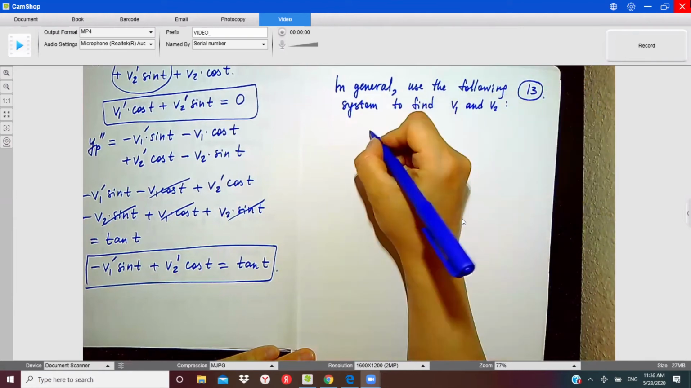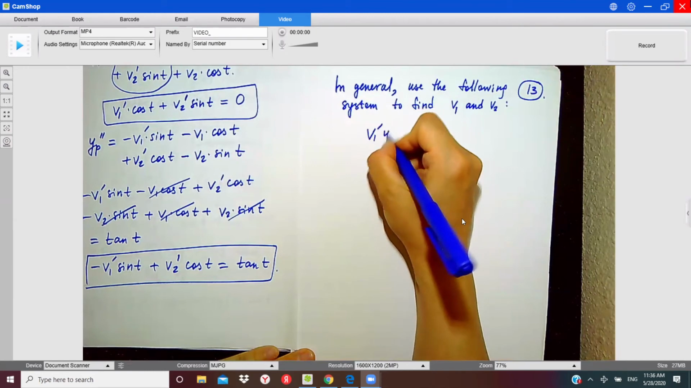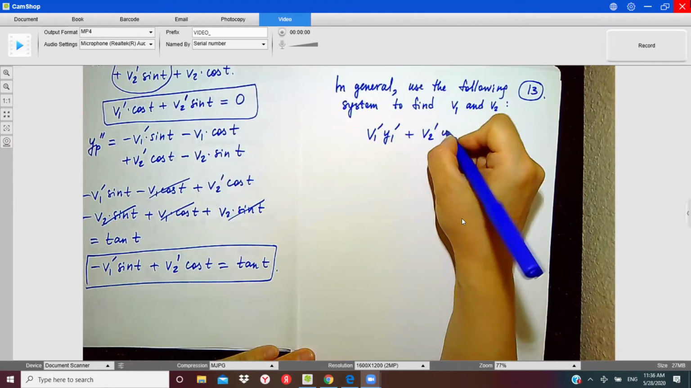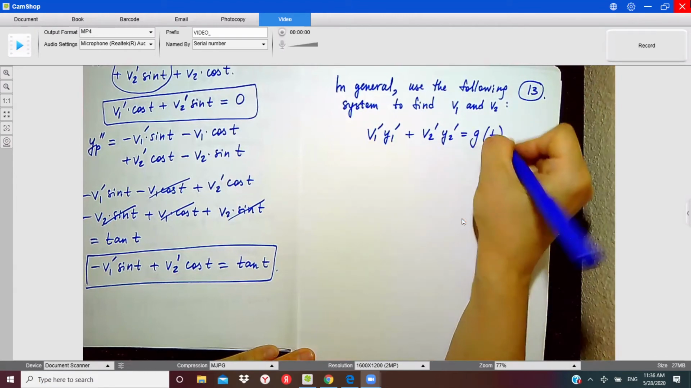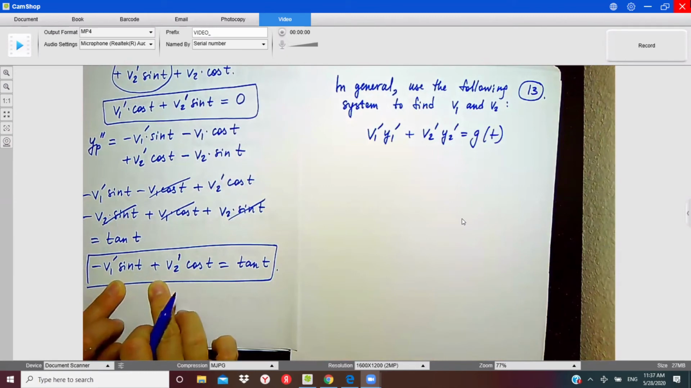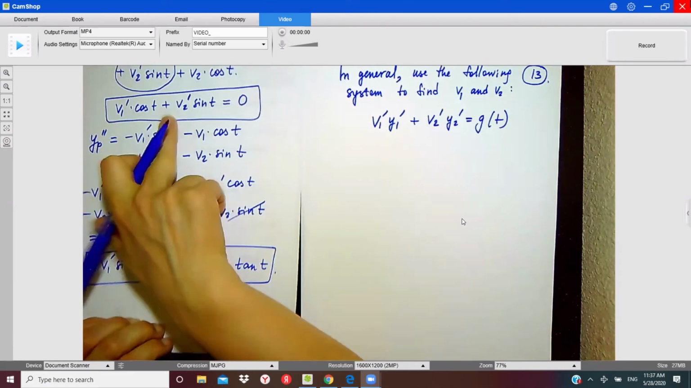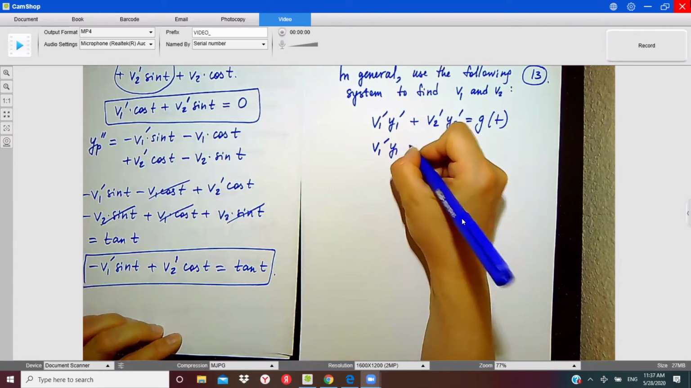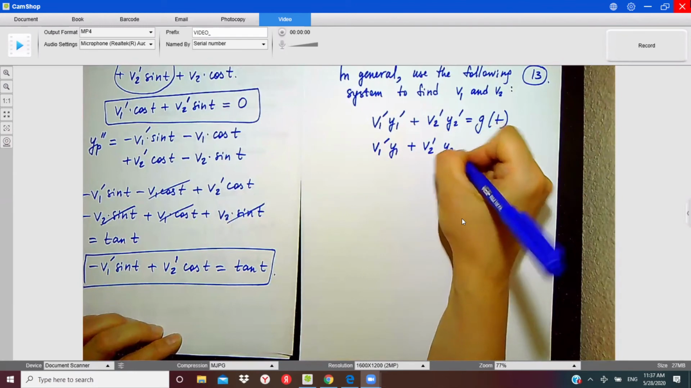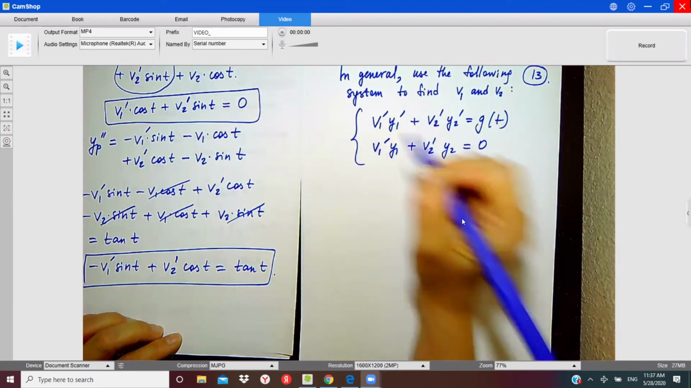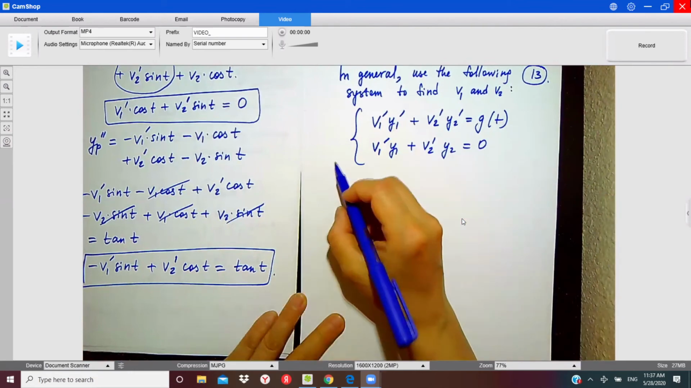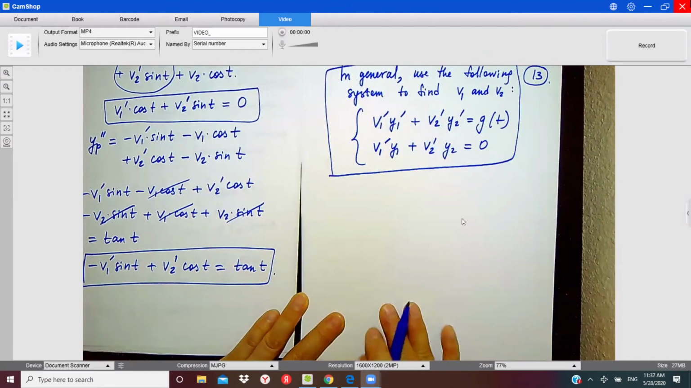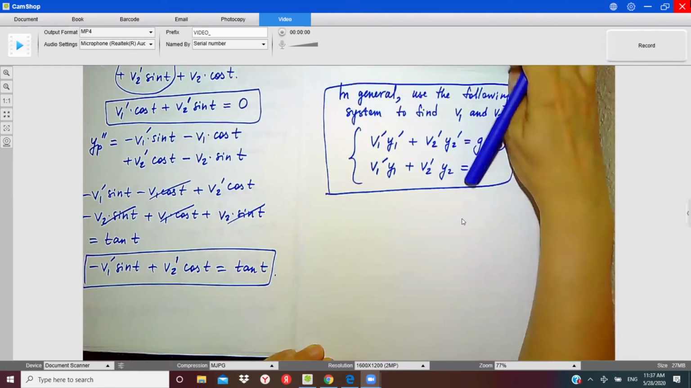The first equation will be v sub 1 prime y sub 1 prime plus v sub 2 prime y sub 2 prime equals g of t. This is the one we have here. And the second one will be this one, v sub 1 prime y sub 1 plus v sub 2 prime y sub 2 equals 0. So this is the general system to use. You don't have to go through all the details. Just write this down on the index card and use it.